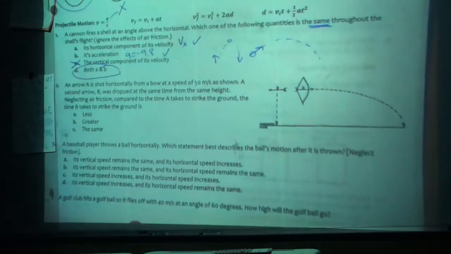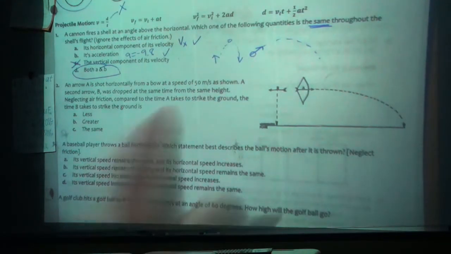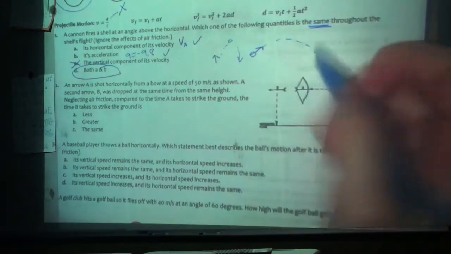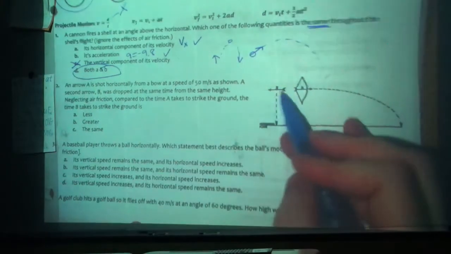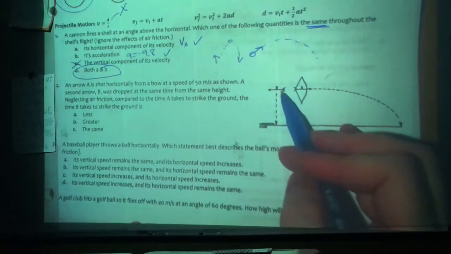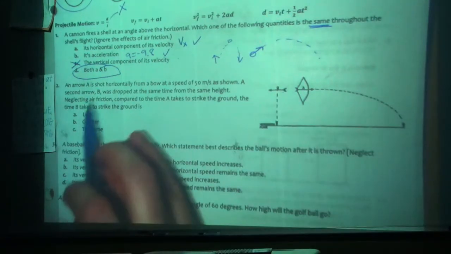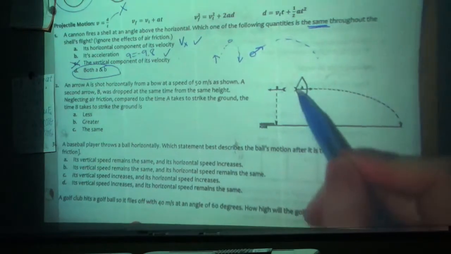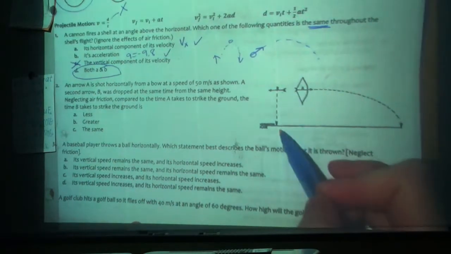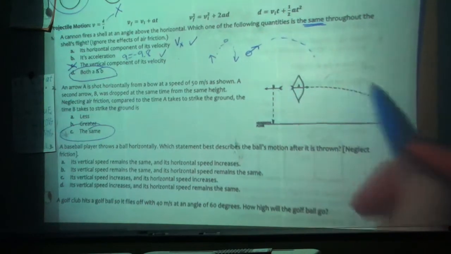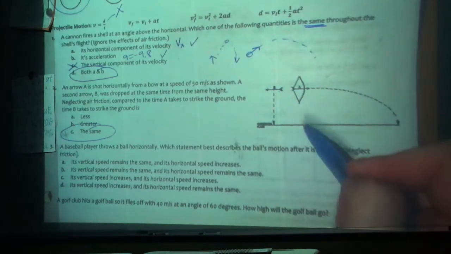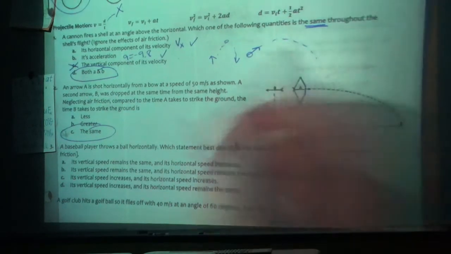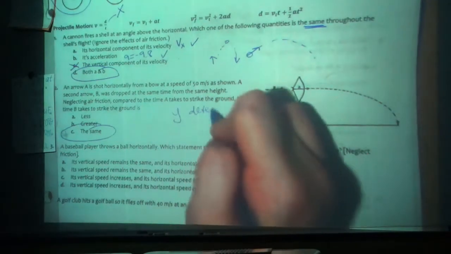An arrow A is shot horizontally from a bow at a speed of 50 meters per second, and the second one is dropped at the same time from the same height. We're neglecting air friction, so we don't worry about it. Compared to the time it takes A to fall down, the time it takes B would be the exact same. So this is like that video I showed you with the ball that rolls off the table and the ball that's just dropped. They're going to hit at the same time because the y component determines the time in the air.